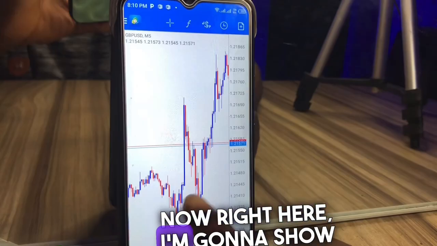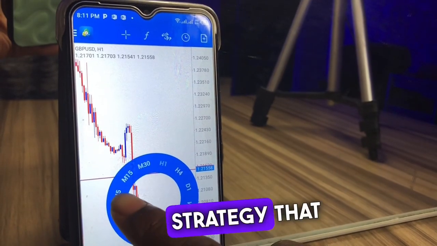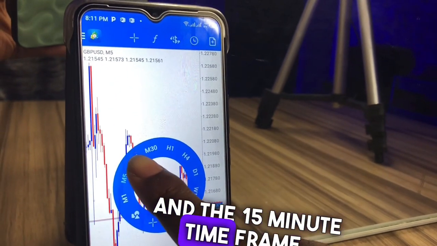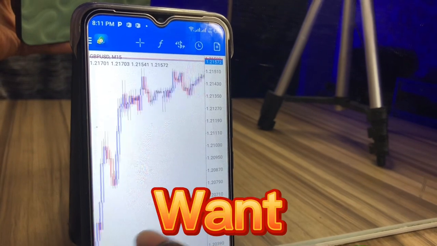Now right here, I'm gonna show you guys a very simple scalping strategy that you can easily apply on the 5-minute and the 15-minute time frame. Now the things I mentioned here are very helpful, so I'm sure you want to pay close attention.